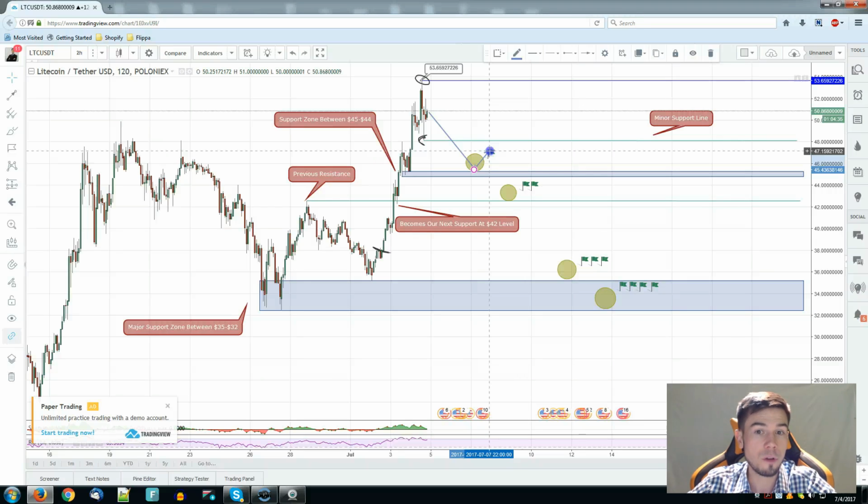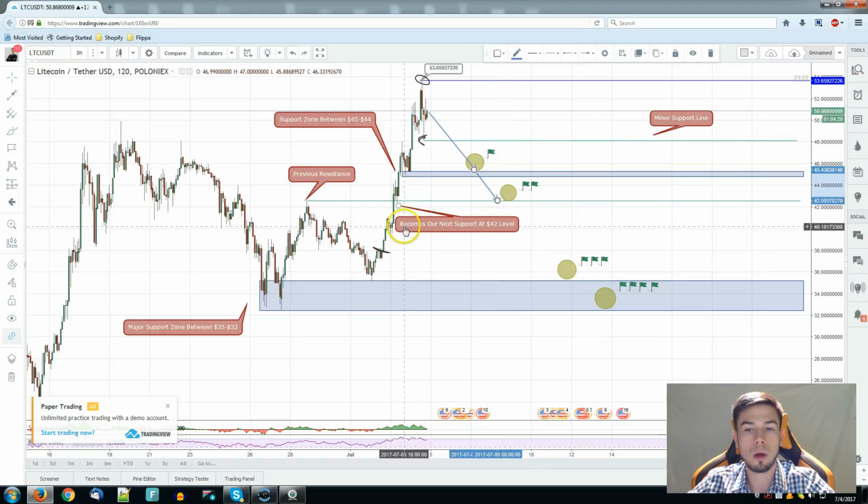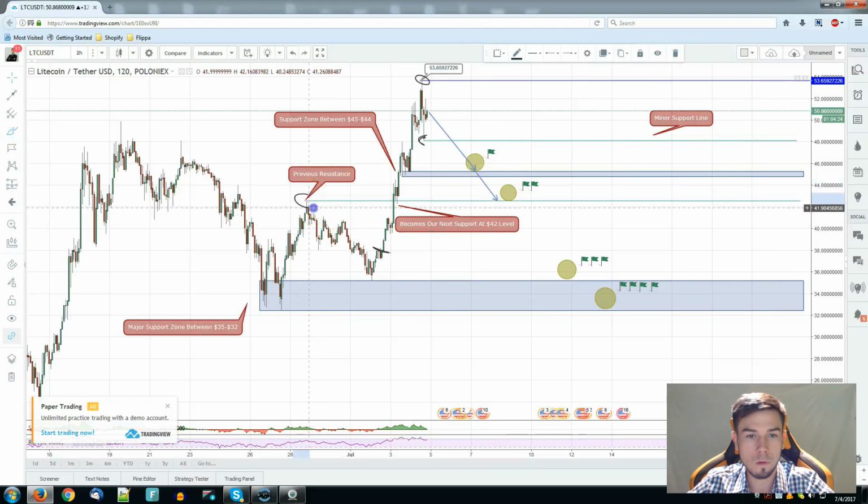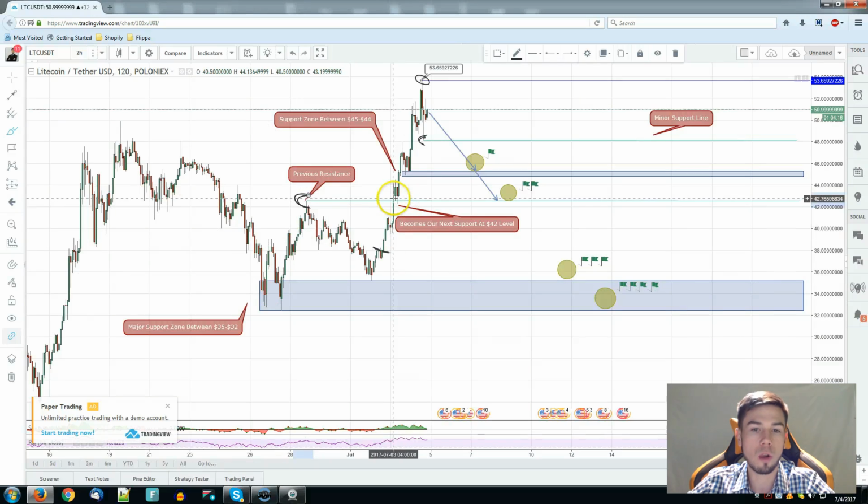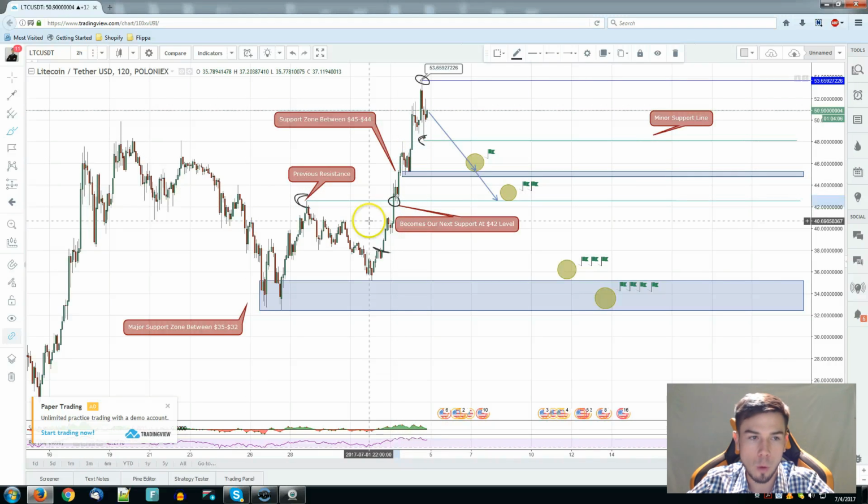If it's not confirming and it's breaking out of that, we're going to the next one, which is our support line coming from previous resistance, right? Previous resistance right here from a swing high, becoming our next support at $42 level right over here. So definitely we have a few confirmations there, and another parabolic movement which was with Litecoin like a few hours ago.